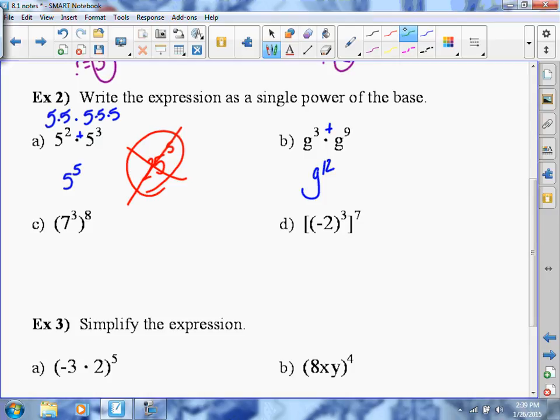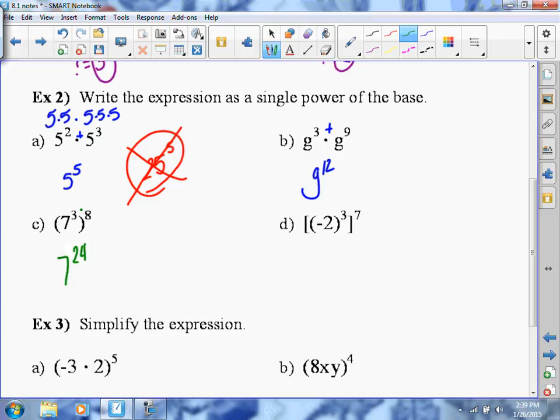Okay, now for part C, we're going to switch properties. Now I'm going to have my power of a power property. So I'm going to simplify this by multiplying. So 3 times 8 would be 24. So I'll have 7 to the 24th power.